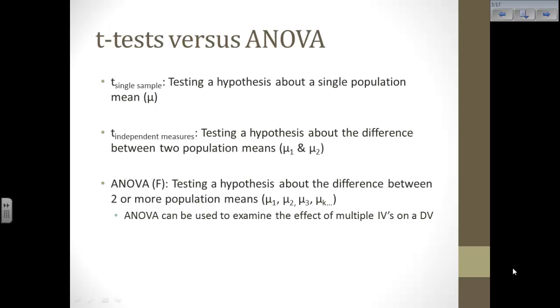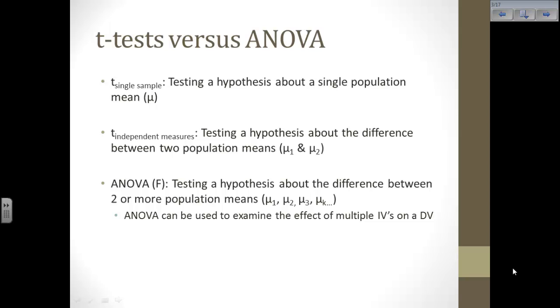So just a couple quick things about how t-tests compare to the analysis of variance. For the single-sample t, remember we were testing a hypothesis about a single sample mean compared to a single population mean. And the point of it was we were doing something to a sample and seeing if that effect was significant so that we'd be confident that we would see similar results in the population as well.